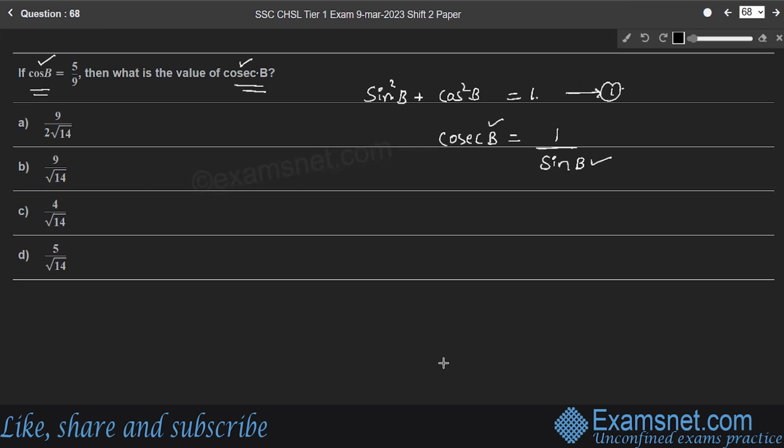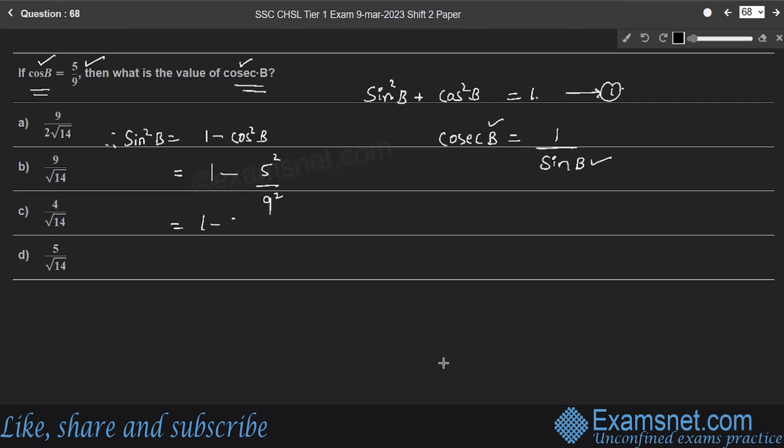Sine square B plus cos square B is equal to 1, right? Therefore, here sine square B is equal to 1 minus cos square B, which is equal to 1 minus, cos B is 5/9, so cos square B is 5 square by 9 square.